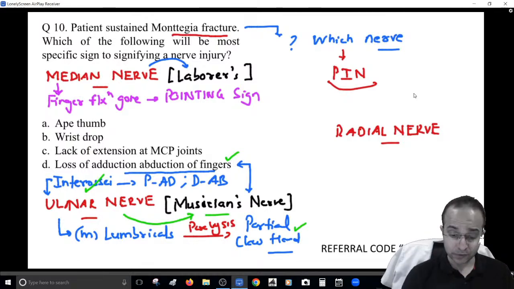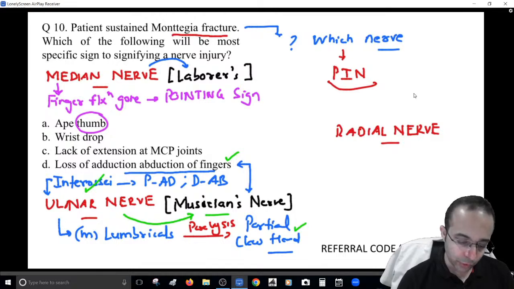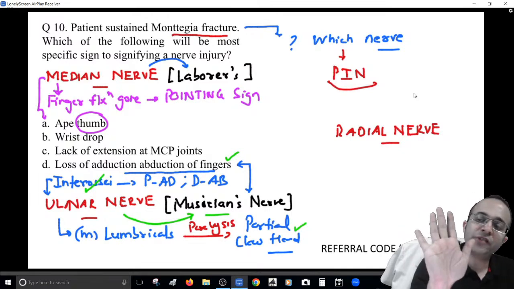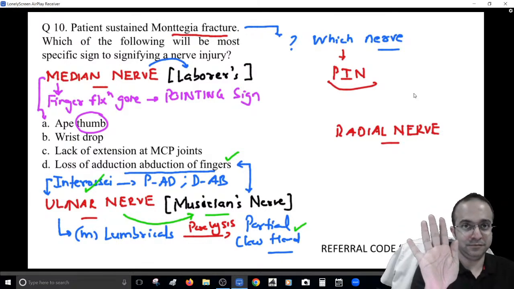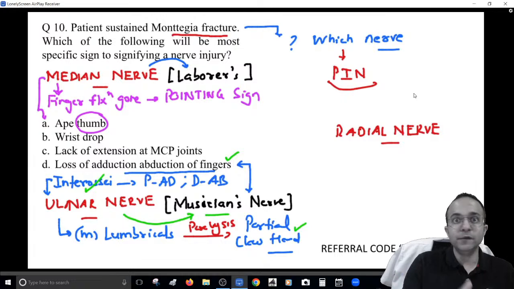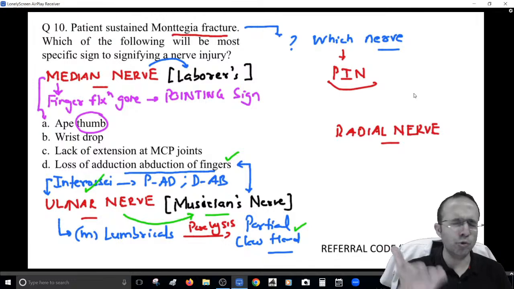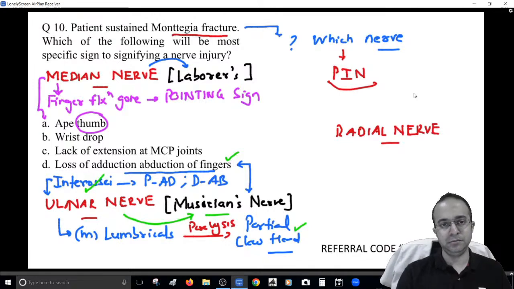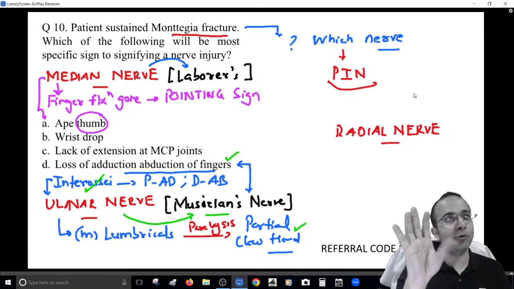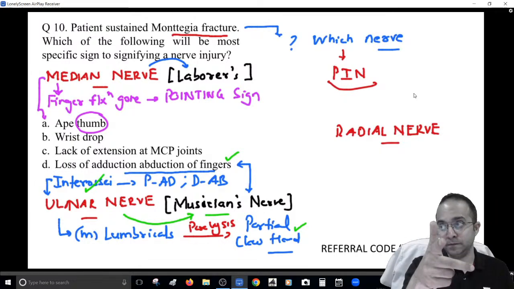And median nerve will be gone. Thumb movements will be gone. Ape thumb is what you are going to get in median nerve palsy. Your thumb will stay adducted like an ape. You cannot abduct, oppose, flex and move the thumb. Because if you can move the thumb, you can do the laborer's job. A laborer can never do the job without the thumb, the most important thing to a laborer. So when you talk of laborers, think about thumb movement and finger movements. Thumb movement gone, ape thumb; finger movements gone, that pointing sign.